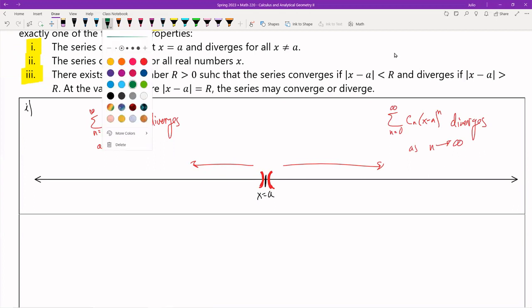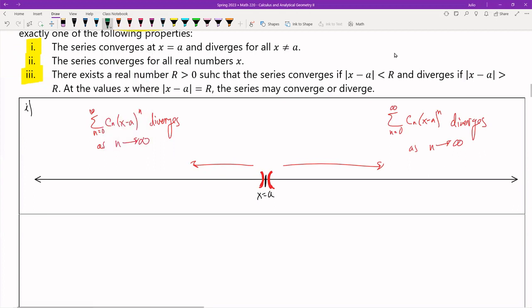And in particular, exactly at x equal a, exactly at that point right there, the sum n equals zero to infinity of c_n (x minus a)^n converges. So this is the very first option, that it just converges at a point x equal a. That is it.